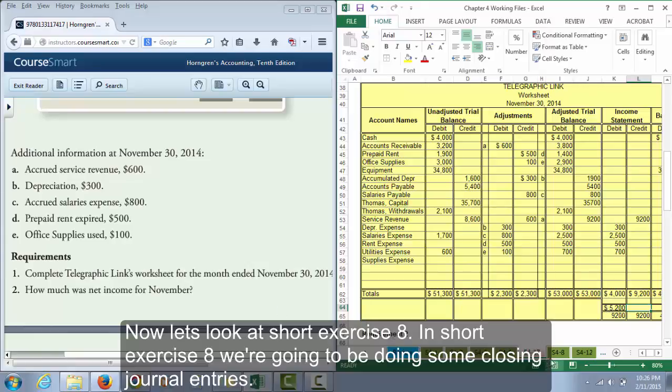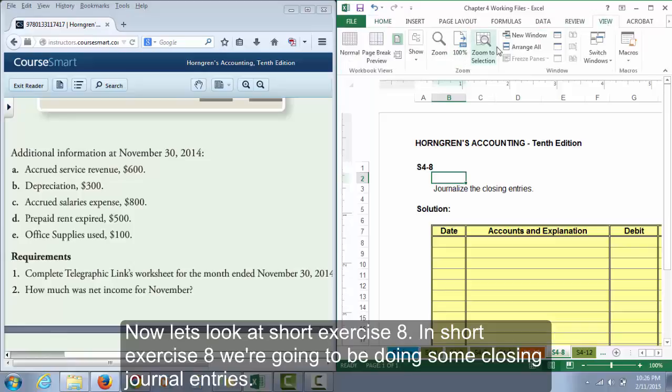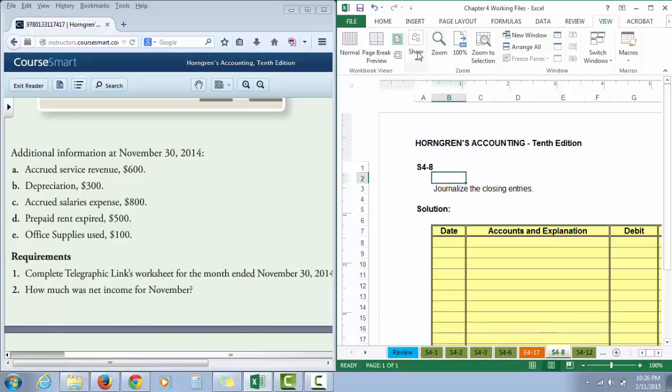Now let's look at short exercise 8. Okay, short exercise 8, we're going to be doing some closing journal entries. So let's work on those.